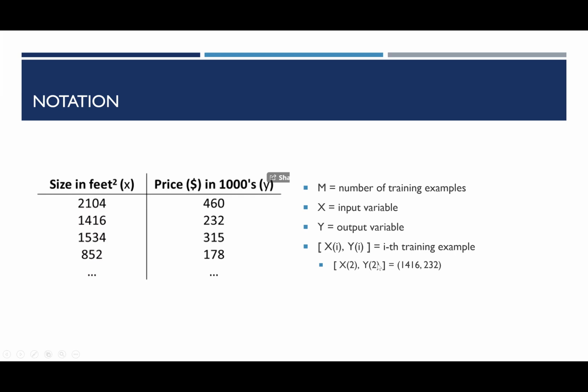For example, X2 and Y2 would be over here, 1,416 and $232, with price in the 1000s. So if you were to do that for the X4, it would be this 852. That's the fourth X value. And then just to clarify, each of these X and Y values are a training example.